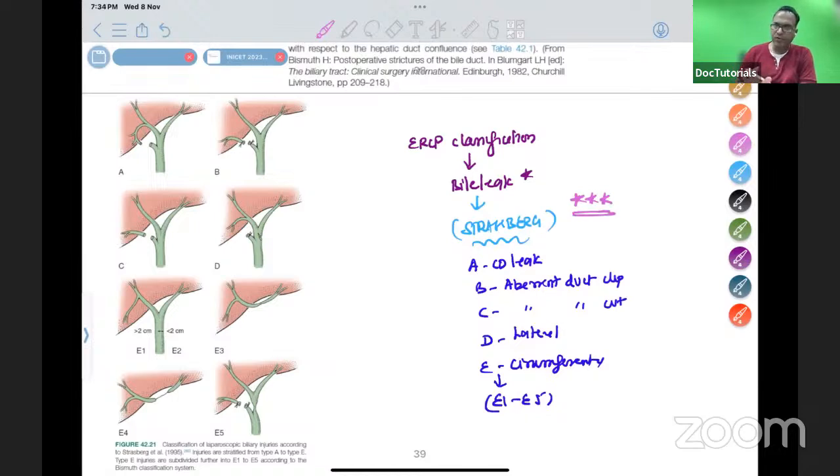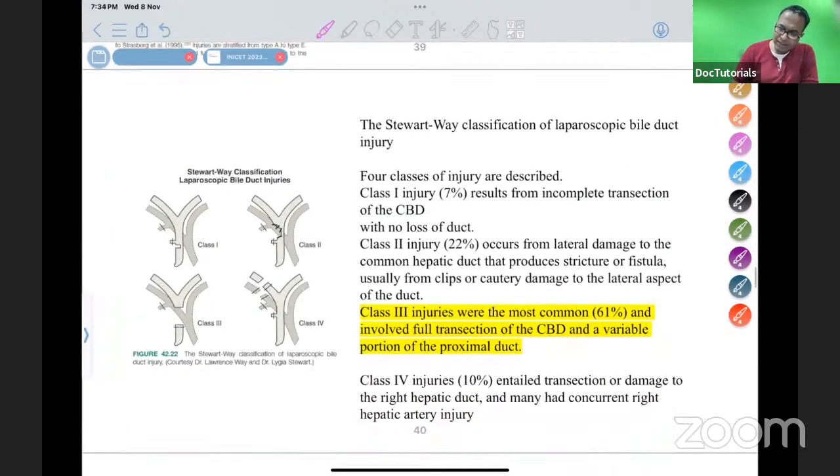Strasbourg is a sure shot question for NEET PG exam. But the question asked for your exam is Stewart Way. What is the Stewart Way classification? Stewart Way classification is purely for laparoscopic injury, not for open injury at all.